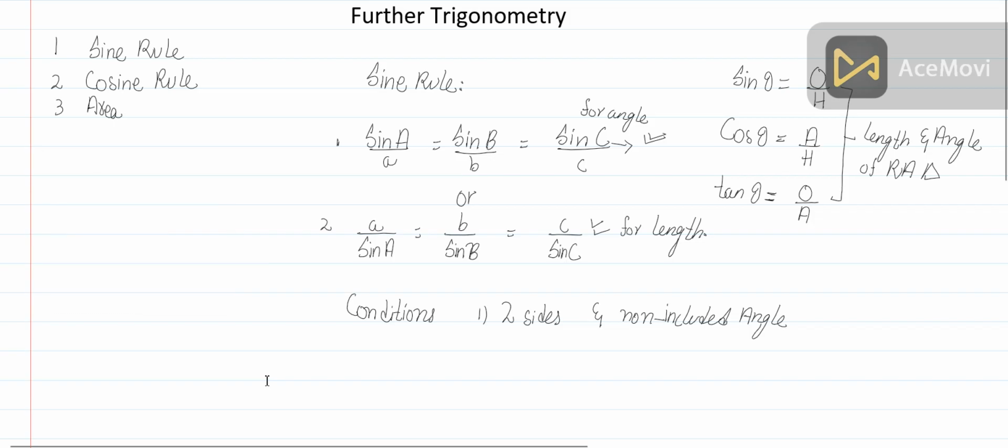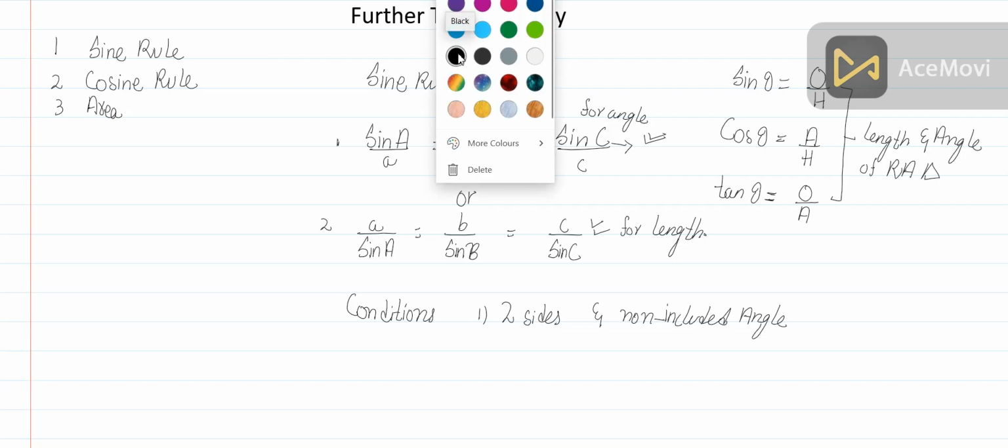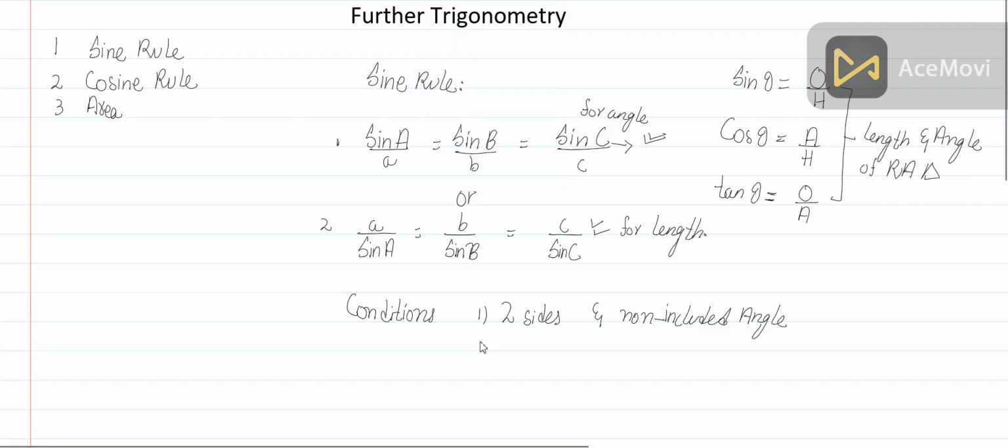And the second condition, basically, is that you must have one side and two angles present. If two angles and one side are given to you, or if one side and two angles of a triangle are known, then you can easily find out the second side, the third side, or any other unknown.